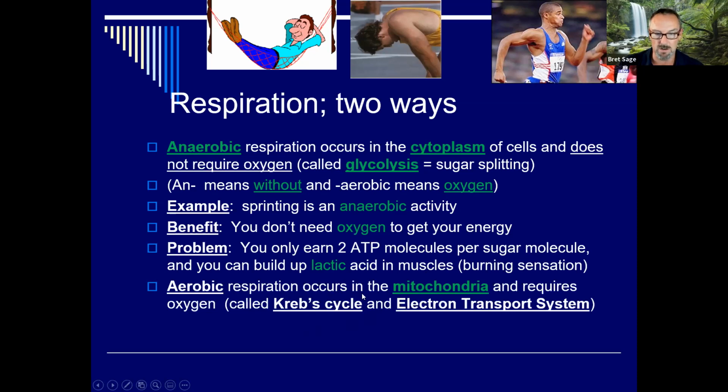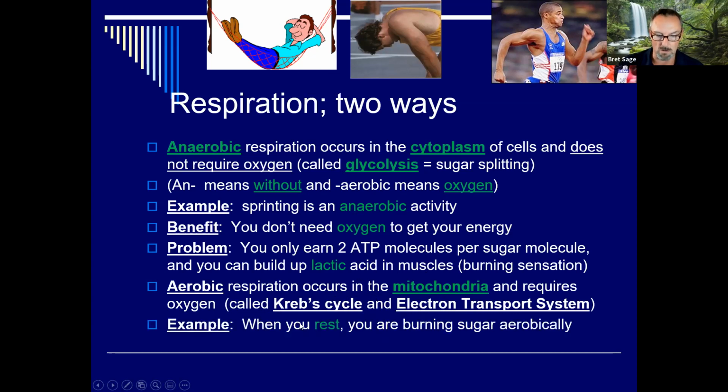Aerobic respiration occurs in the mitochondria. So instead of between the organelles, it's in the mitochondria. We're going to look at that later, and it requires oxygen. So these guys, in order to do this, and you watching this video, you have to have plenty of oxygen to do this. So when you're at rest, you're burning sugar aerobically. And I know you're at rest because most people aren't going to be sprinting when taking notes in my class.